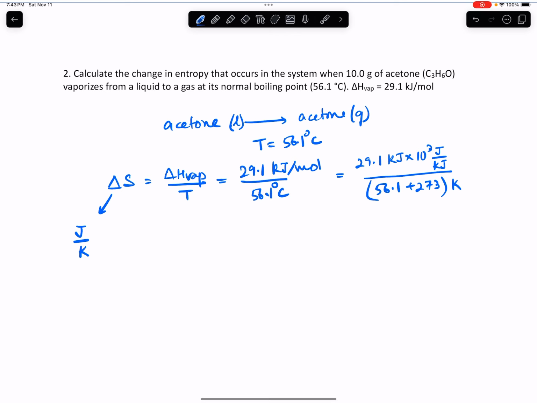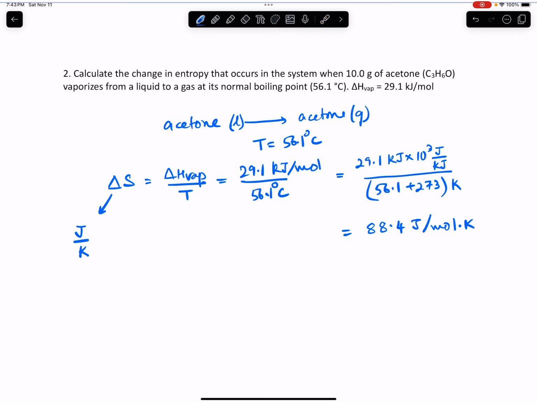Whatever we get from this would be for every mole, so we have to convert that to 10 grams. Let's go ahead and simplify this first. If you plug that into your calculator, you get 88.4 joules per mole Kelvin. Now, the next step is, we get joules per Kelvin, but it's for every mole.